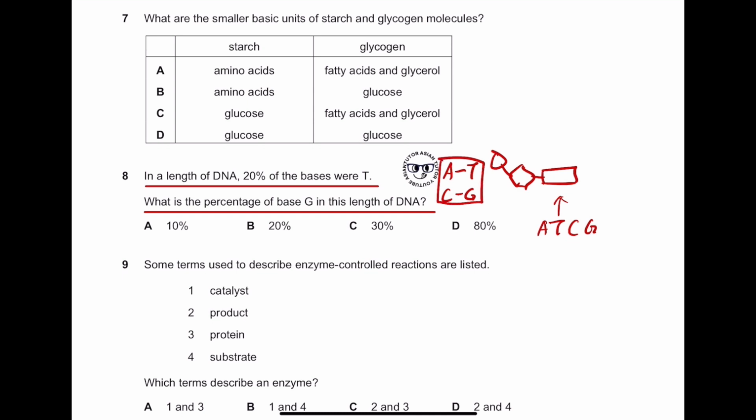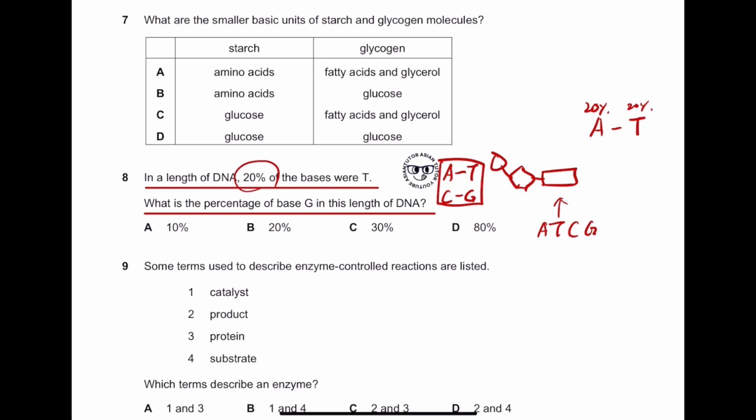Okay, so it says 20% of the DNA, or 20% of the bases in the DNA, were T. So T, let's count 20, which means it will only bind with A. So there are 20% of A's as well, A bases. So they'll make up 40%, and of course the rest, C and G together, they'll make up 60%.